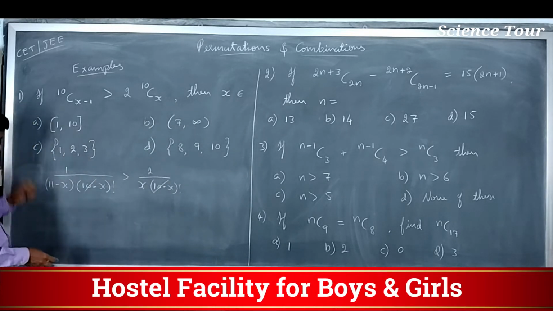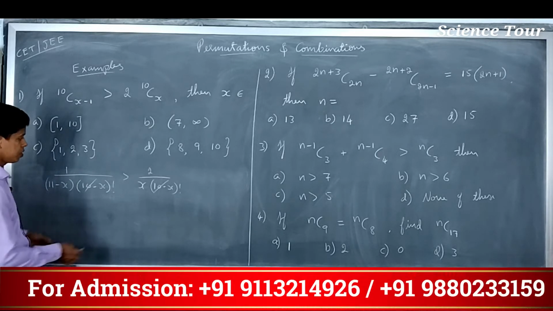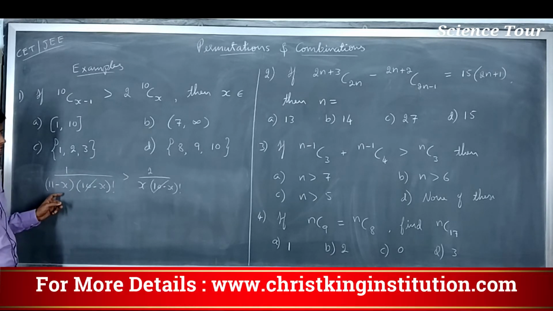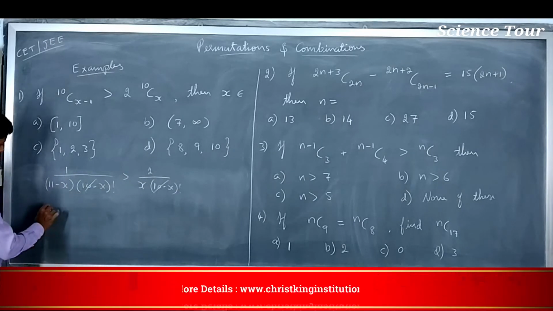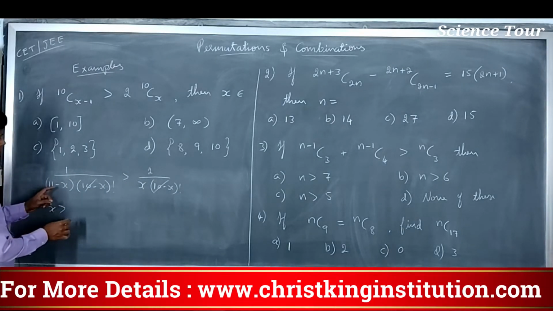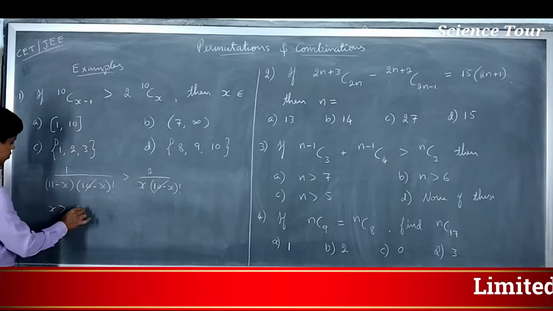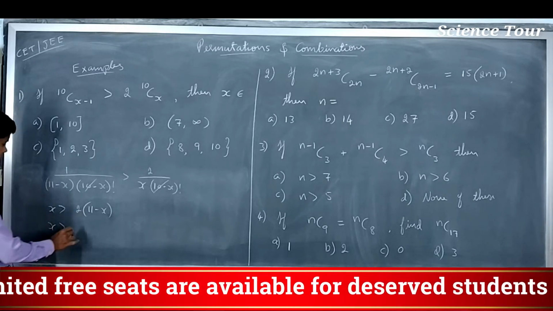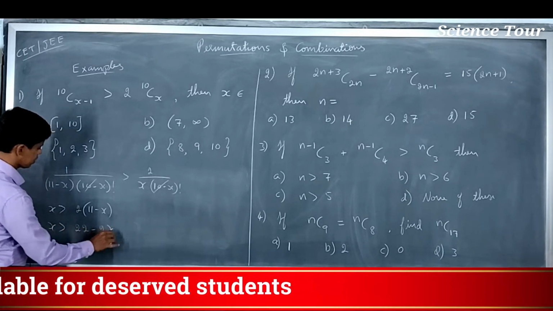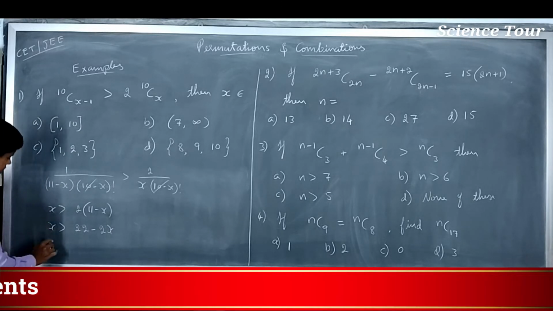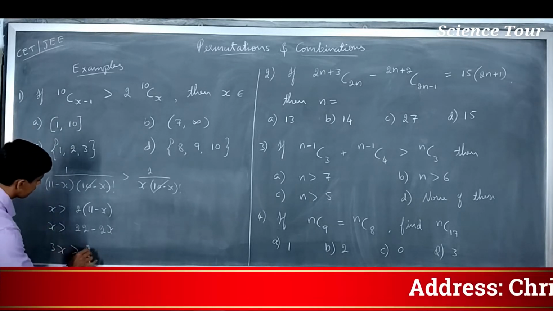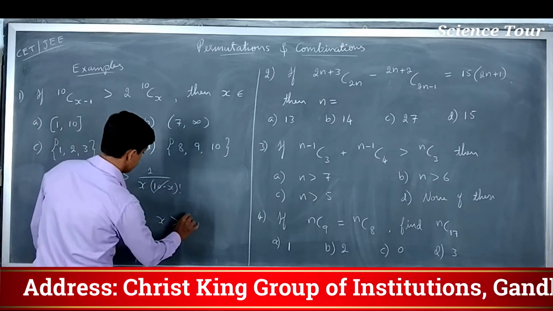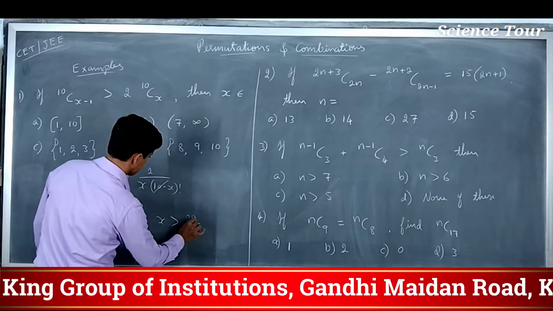Finally, let's work out whatever remains. This is x, and then you have 11 minus x and you have 2. Let's bring that x here. So x is greater than 2 times 11 minus x, that means x is greater than 22 minus 2x. Minus 2x becomes plus 2x, so 3x is greater than 22, which means x is greater than 22 by 3.